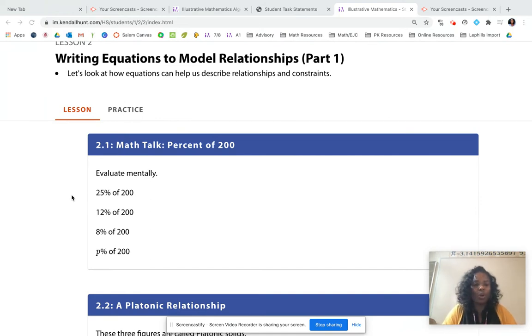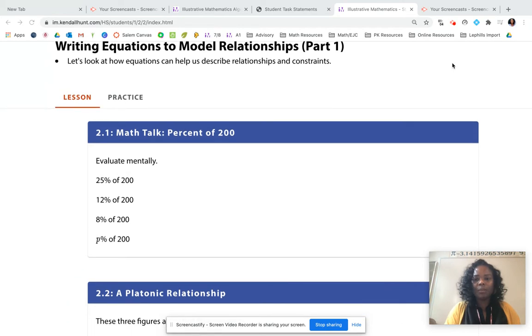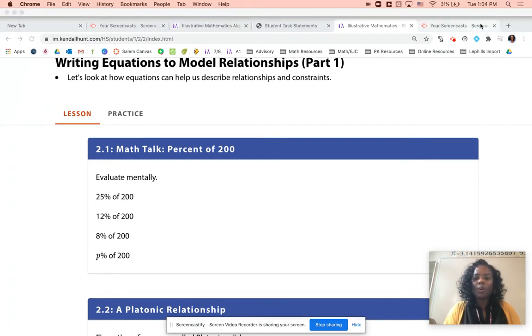Starting with 2.1, 2.1 is a math talk. We'll do these periodically throughout the year. When we do them live, you'll have a chance for quiet think time to think of different strategies to solve each of the problems, and we'll have a chance to share and compare strategies and see how they relate. For now, because we're doing it as an asynchronous lesson, go ahead and take a couple minutes to think through mentally how you would solve each of the problems, and then write your answers. I'm going to pause, and when you come back, I'll have you check your work.